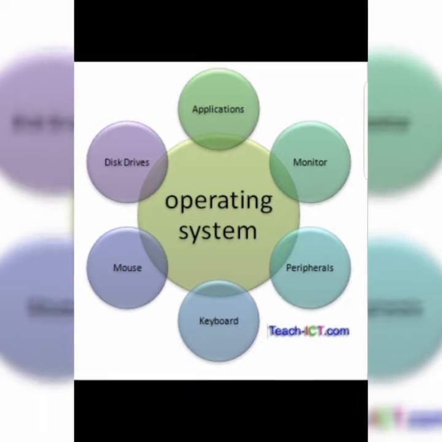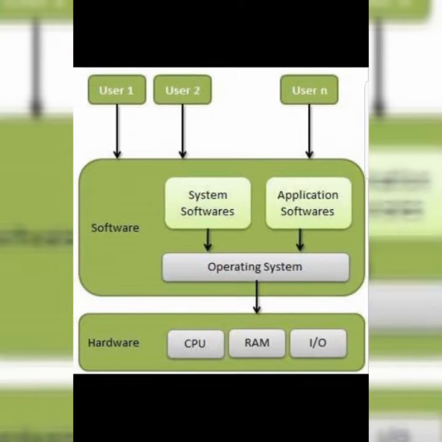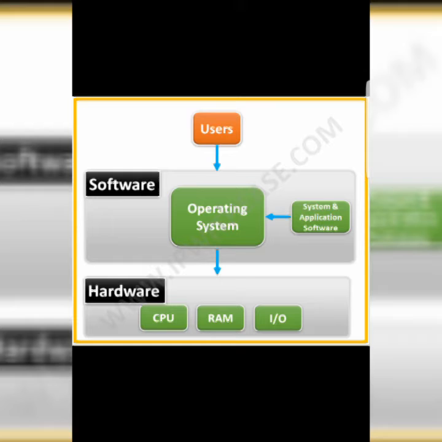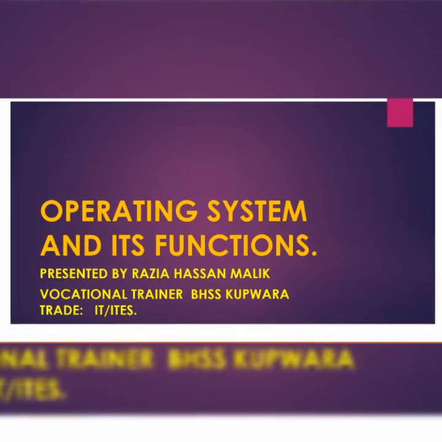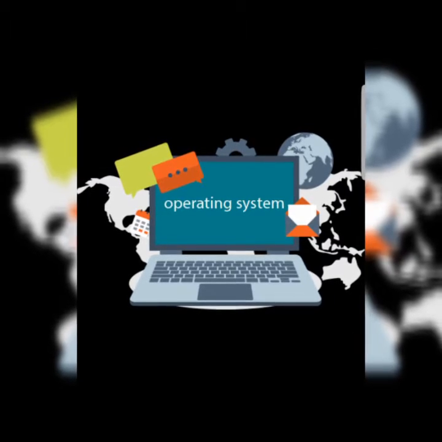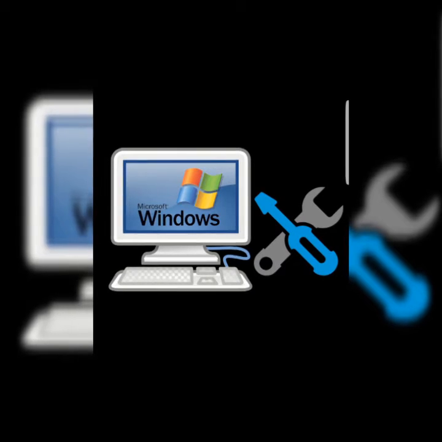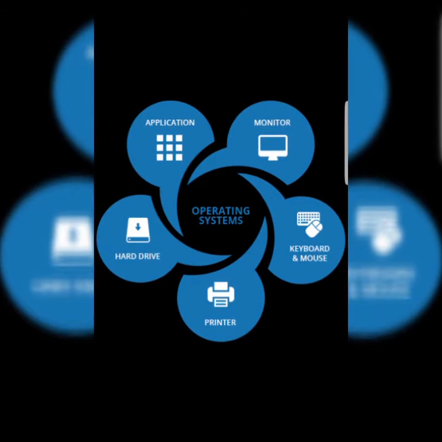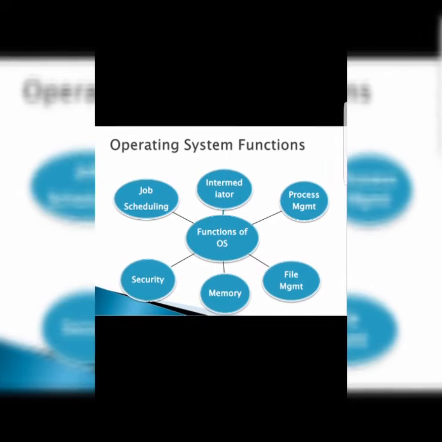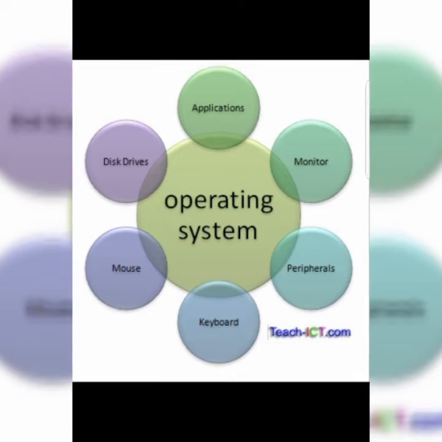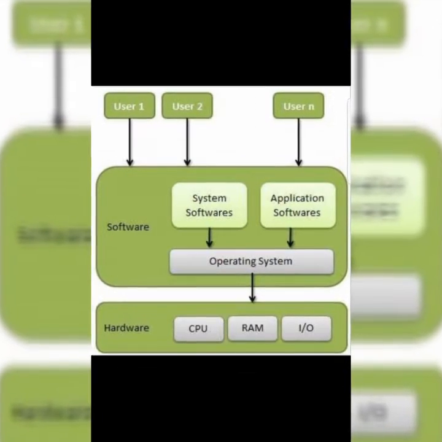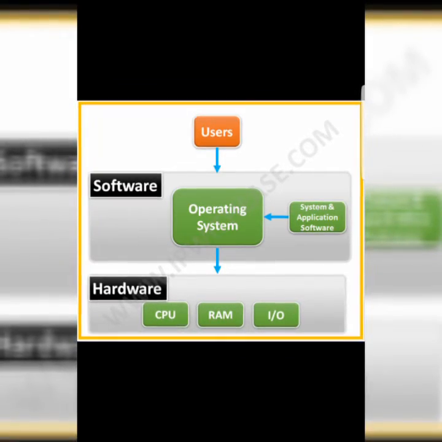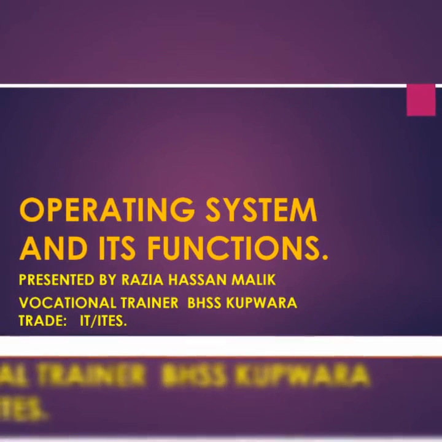Now we'll go to functions of operating system. There are many functions of operating system. On the basis of priority, it provides communication between user and computer, which is very important. Otherwise the user cannot interact with the computer. Second is resource management, and this resource management can be process management, file management, and memory management. We'll go through them one by one.